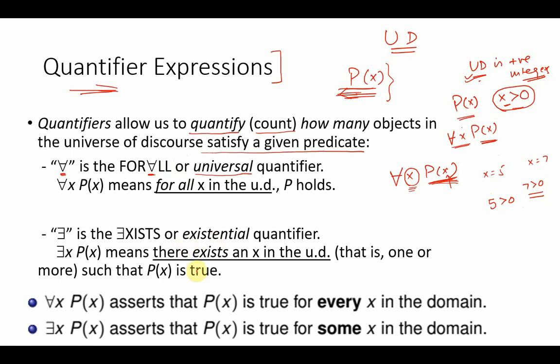Second, we have the existential quantifier. This is written as a reverse E. It means there exists.